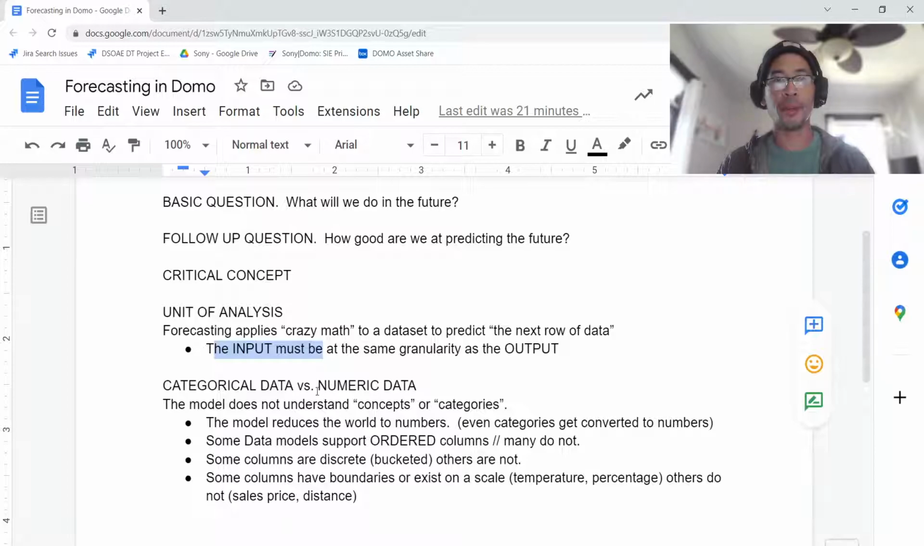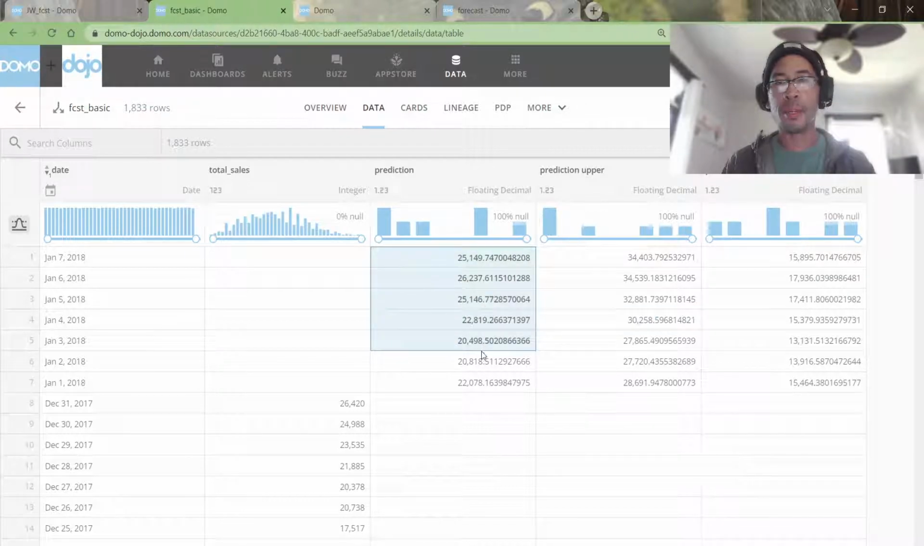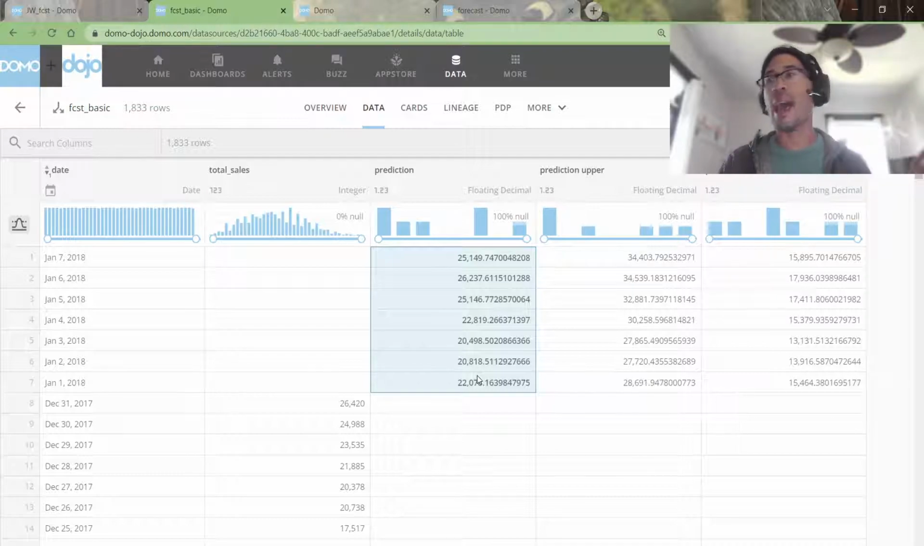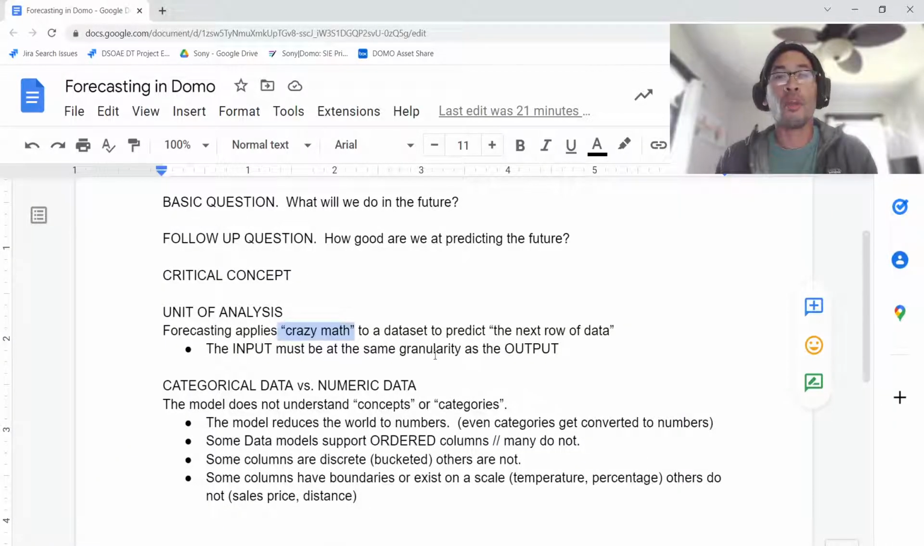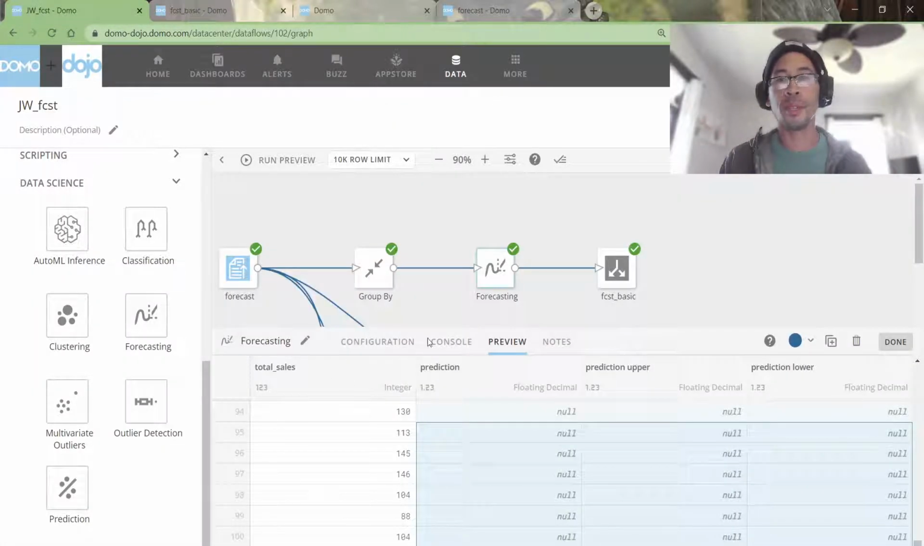Let me come back to my notes. We talked about this idea of a unit of analysis, where we are applying crazy math to a data set to predict the next row of data. Now, you might look at this prediction and say, okay, I want to use a rolling 30-day average. I want to use some sort of half-life equation, magic stuff. Whatever your model is, I frankly don't care. We're just using whatever Domo's prediction forecasting tool gives us to say that's the right number. But you could literally swap in any kind of forecasting method right here.